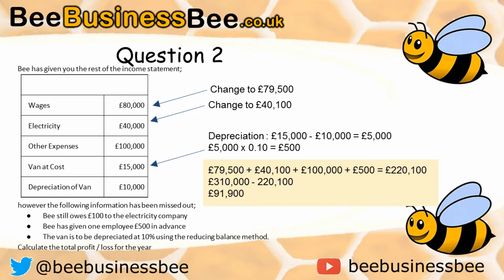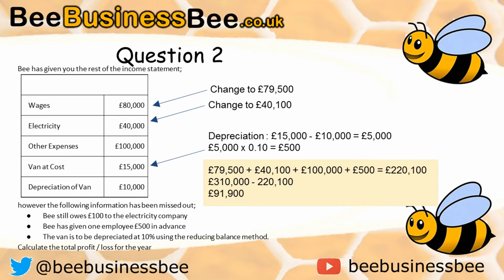That would leave you the formula to do where you have to add up the £79,500, the £40,100, the £100,000 of other expenses, plus that £500 of depreciation you calculated, which would give you £220,100. Then you would need to use a simple formula like before: gross profit, take away all your expenses you calculated there to work out your net.